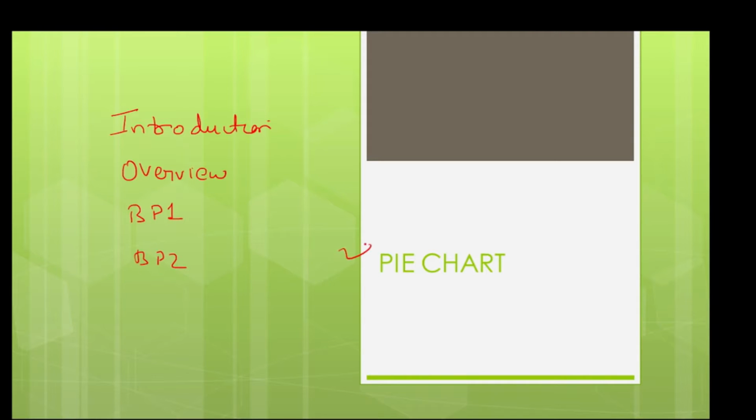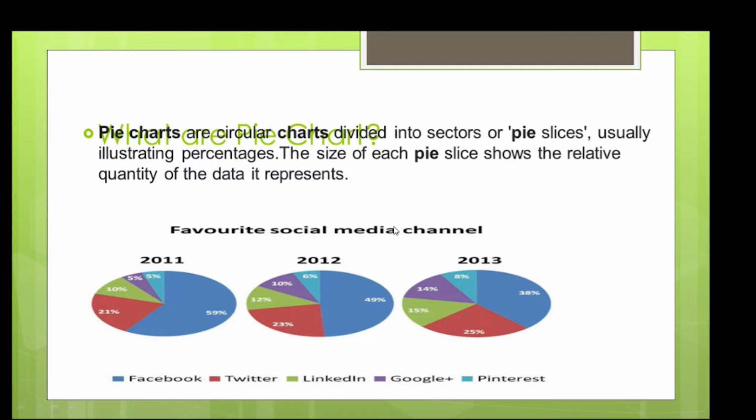So the first thing is, what is a pie chart? A pie chart is a circular chart divided into sectors of pie size. Like you can see, this is a circle and it will be divided into pies, right? And the size of each pie shows the relative quantity of data it represents. Generally it is represented in percentage. So you can see over here.